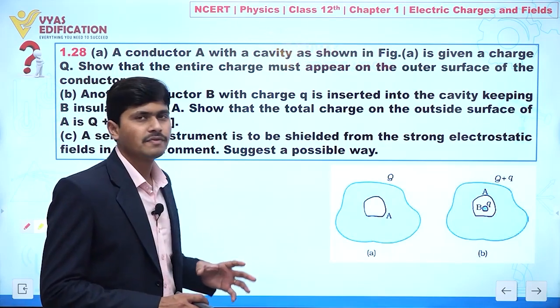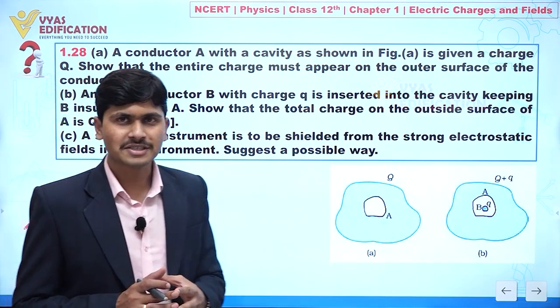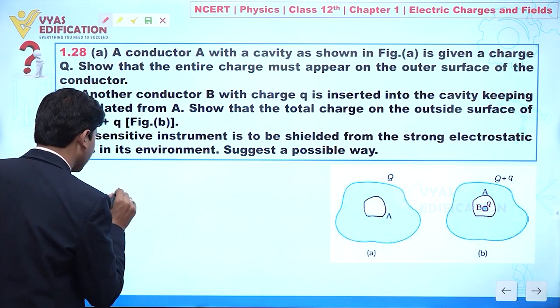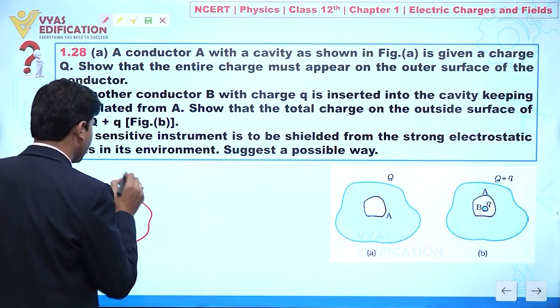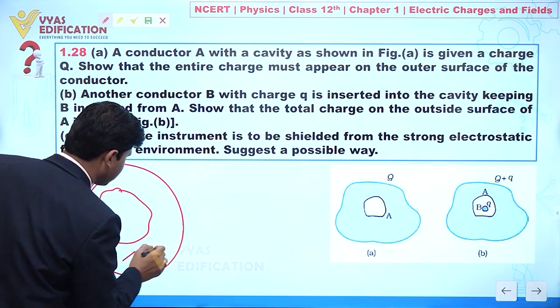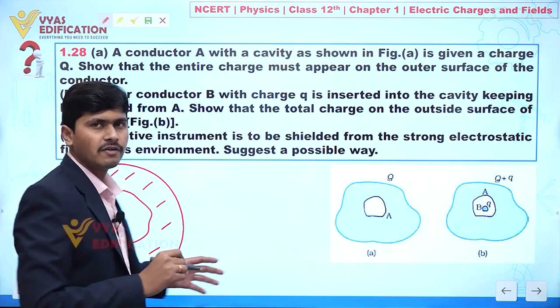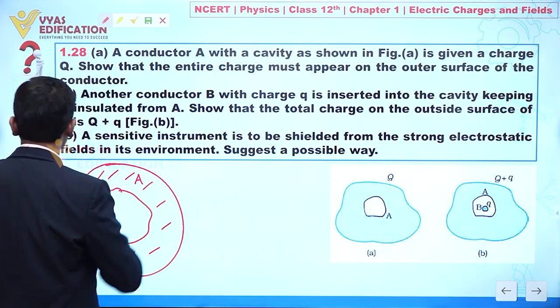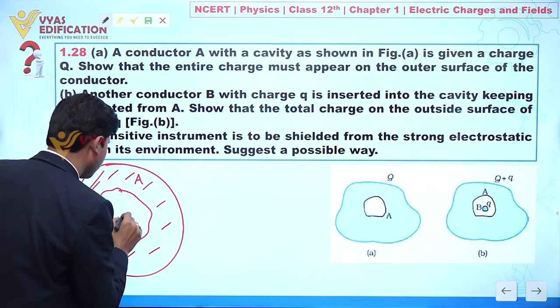Again, we will first draw a Gaussian surface. So concentrate. Let's suppose I am drawing this figure here again. Let's suppose this is the diagram. Here we have a conductor which has a cavity inside, and now we are placing a small charge q.